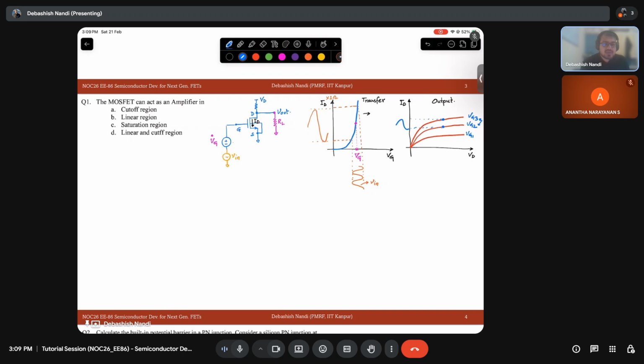But the one thing we observe is that my output current versus input voltage has a slope. As the slope increases, it is better for amplification, right? So basically, if I could have this type of line, then around this point, I can even amplify a very small signal to a very large value. Do you get that?